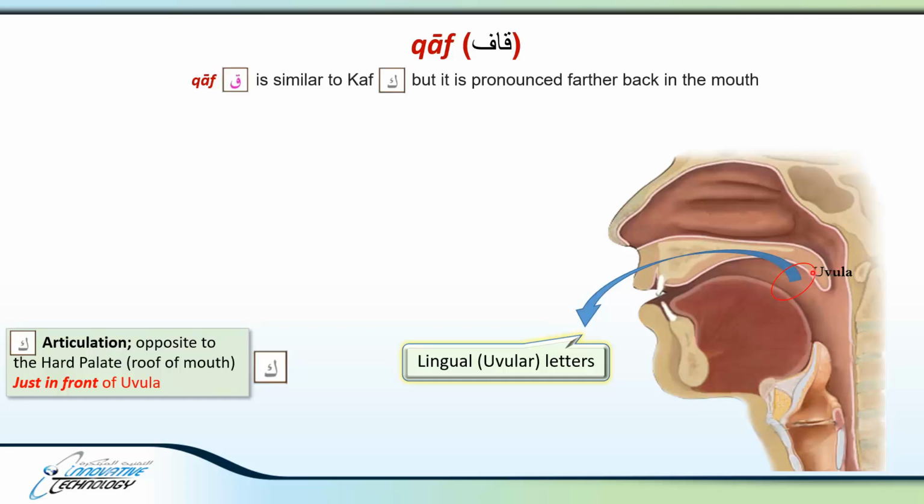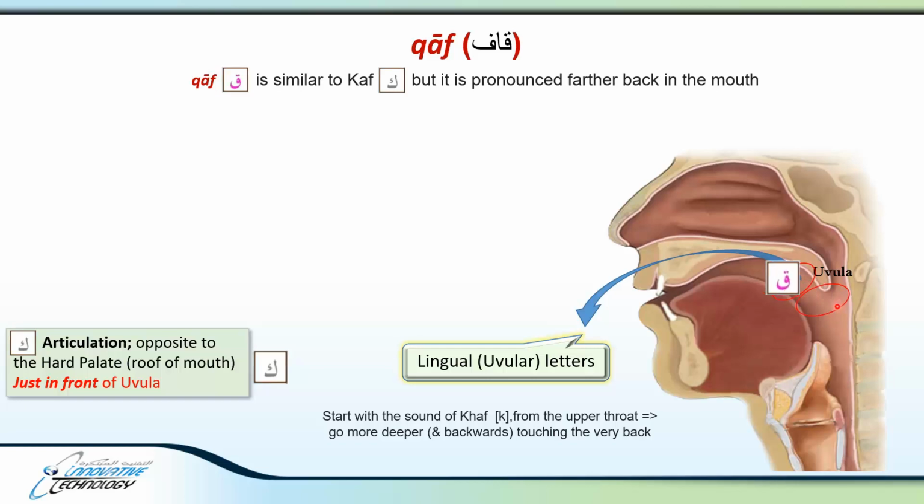Now let's practice pronouncing the qaf. Start with the kaf, ik, from the upper throat, and move a little bit backwards and deeper. Go a little backwards from ik, deeper and backwards, and you'll be able to produce the iq. Ik, iq, ik, iq, qaf, iq.